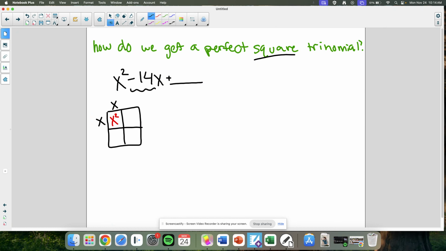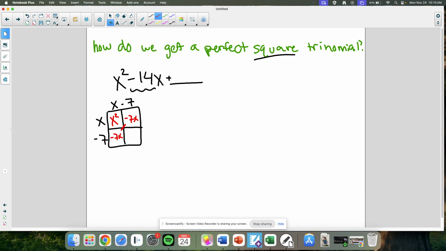Now this negative 14, it's a square, so they have to be the same. How do we evenly split negative 14? 7 and 7, right? Do you guys agree, 14 cut in half? Now since it's a negative 14, is it a positive 7 or a negative 7? Negative 7. So I'm just going to put negative 7, negative 7. And if I do my multiplication, x times negative 7 is negative 7x. X times negative 7 is negative 7x. These two together, is that still negative 14? So I haven't changed anything, I've just split it up.